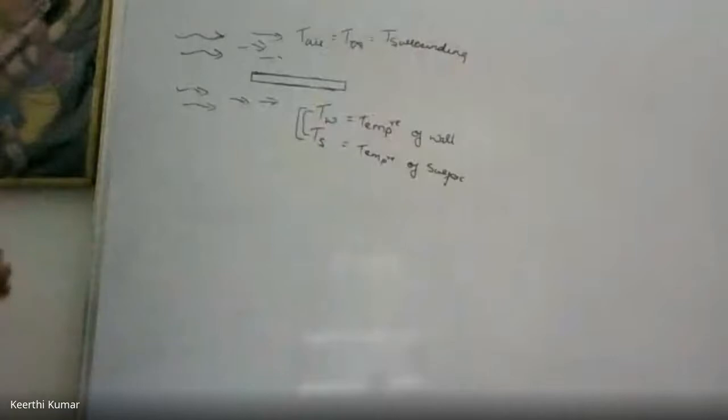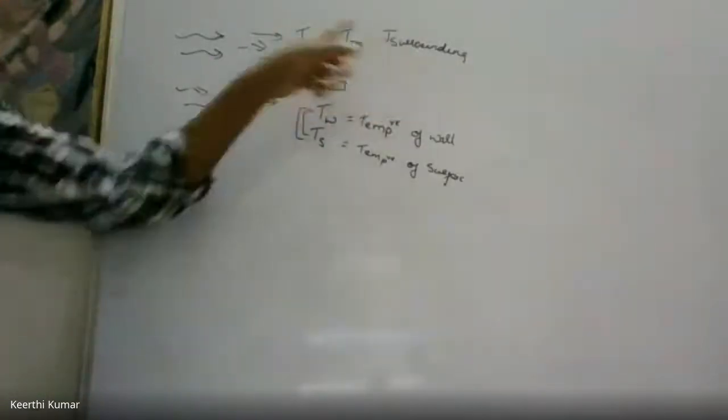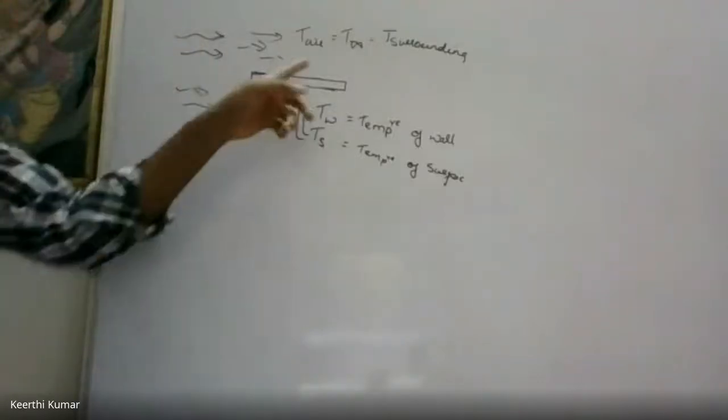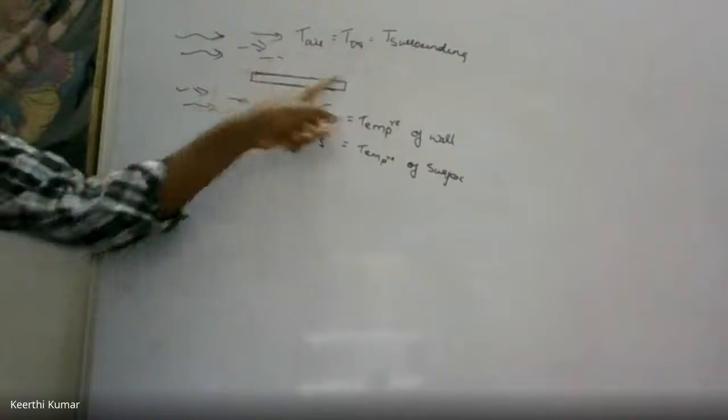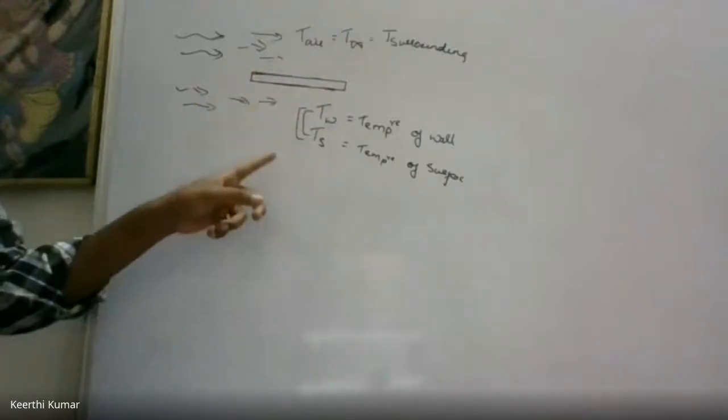Clear? Remember the notations properly. What do you mean by T air, T infinity, T surrounding? That means it is nothing but the fluid which is flowing above and below the plate. It is called T infinity. And the surface temperature of this plate is TW, or T wall. These two we are going to note.